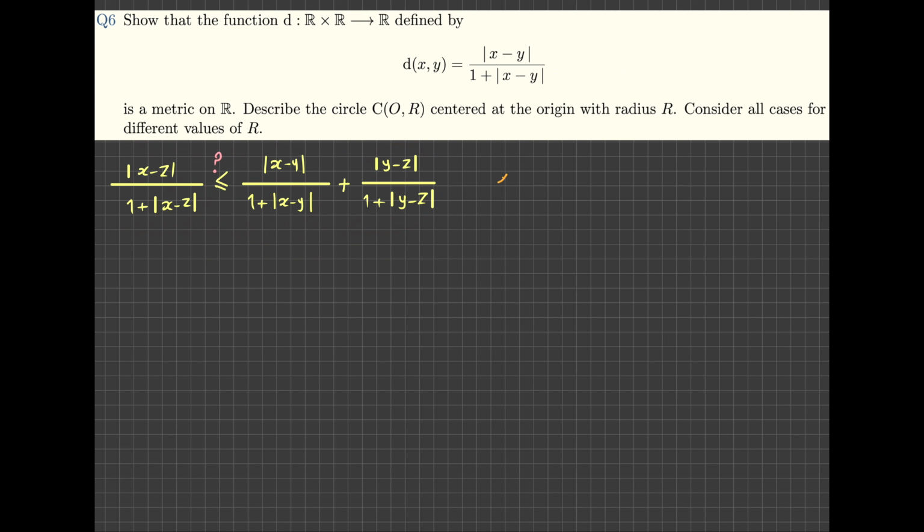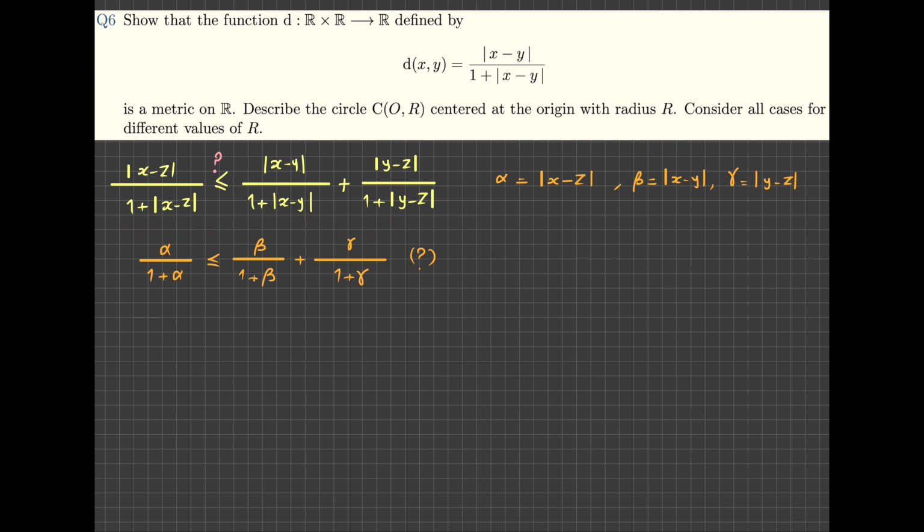So instead of writing the absolute value of x minus z, let me introduce alpha to be the absolute value of x minus z, beta to be the absolute value of x minus y, and gamma to be the absolute value of y minus z. And now the question mark reads like this. My goal is to prove that alpha divided by 1 plus alpha is less than or equal to beta divided by 1 plus beta plus gamma divided by 1 plus gamma. Okay, so this is my question mark.